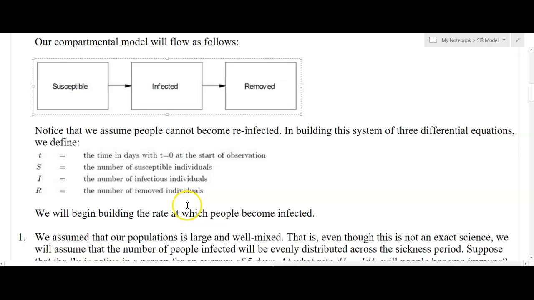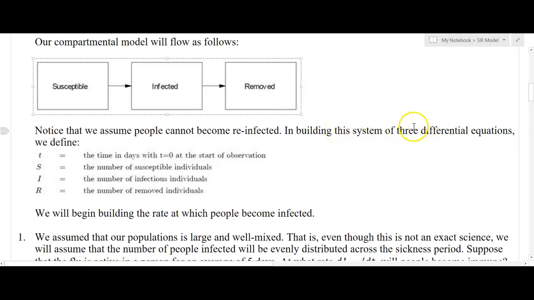Notice that we assume people cannot become reinfected. Our model does not allow for people who are removed to become susceptible or to become infected again. So that's a limitation of this model already. And with infections or pandemics like COVID-19, where there is a probability, and we've seen some reinfections for people who have had it, who have recovered, and somehow have received positive test results again, this may not be the exact model for it, but again, it's a baseline.